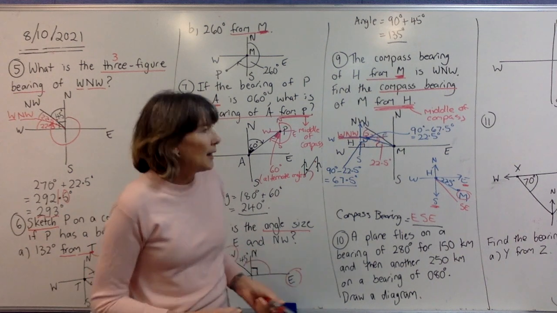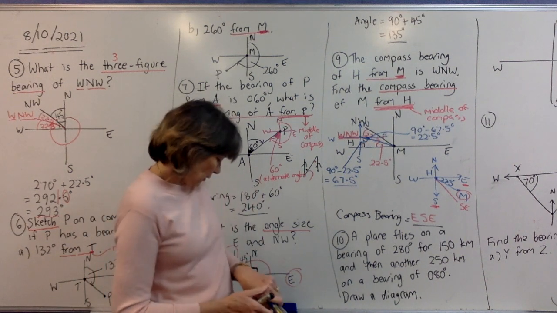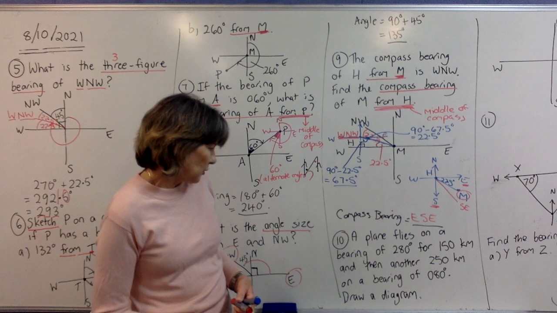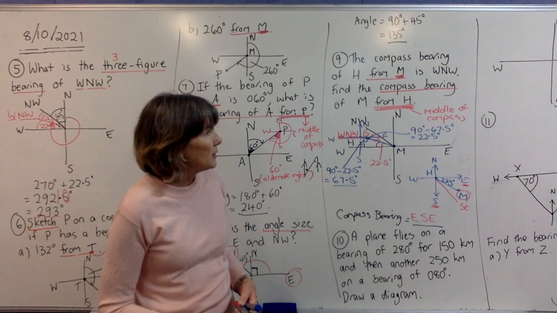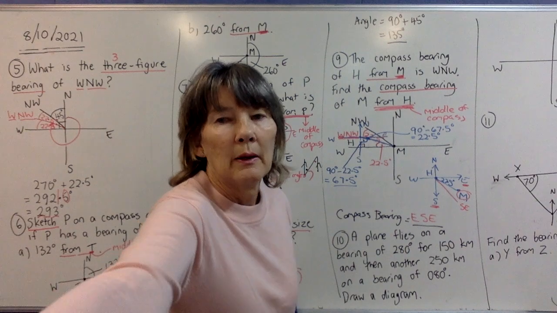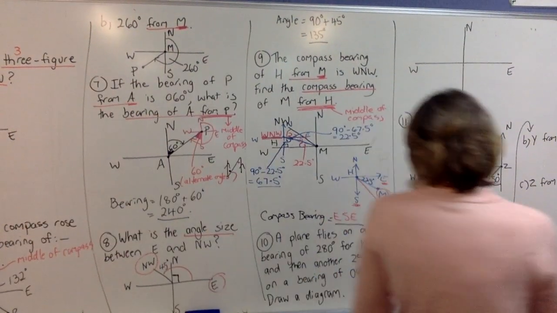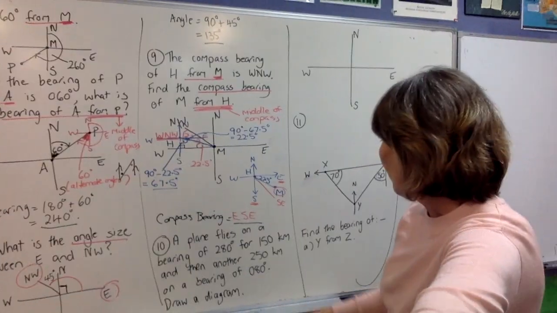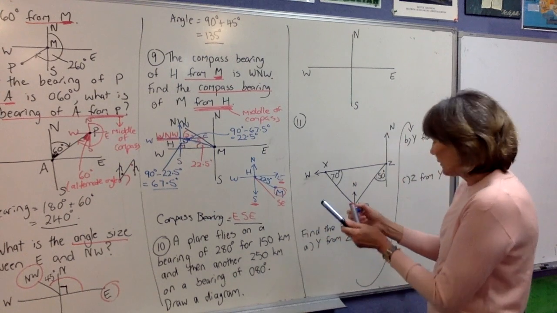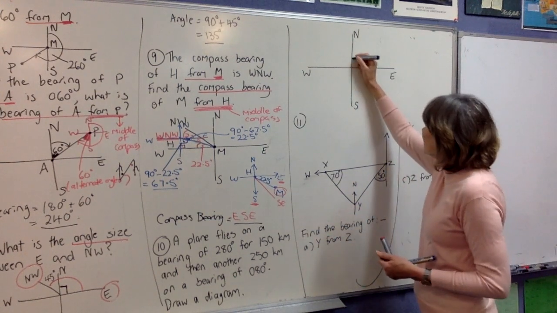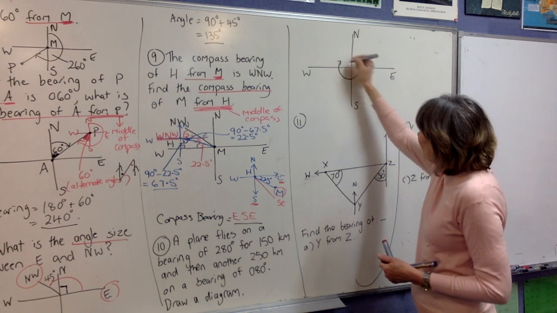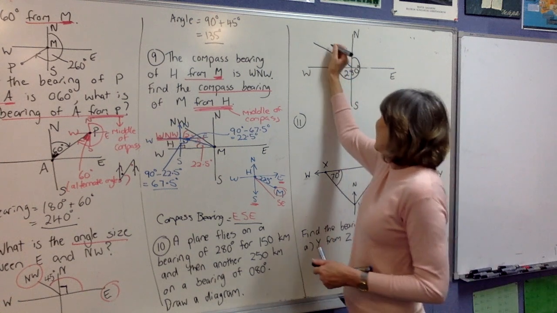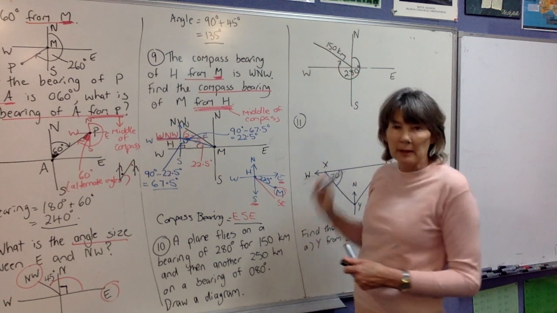Okay, now in number 10, we have a plane that flies on a bearing of 280 degrees for 150 kilometres, and then another 250 kilometres on a bearing of 80 degrees. Draw the diagram. Okay, so what we're going to do is start in the middle, like all trips do, and draw that first bearing in. Point the plane in the right direction. So 280 degrees. We go around 270 and a bit further. So the plane flies off in that direction, that's 280. And it flies that direction for 150 kilometres.